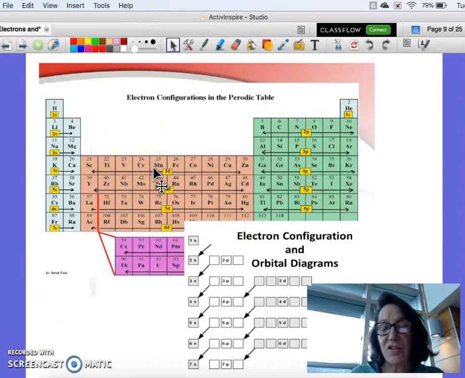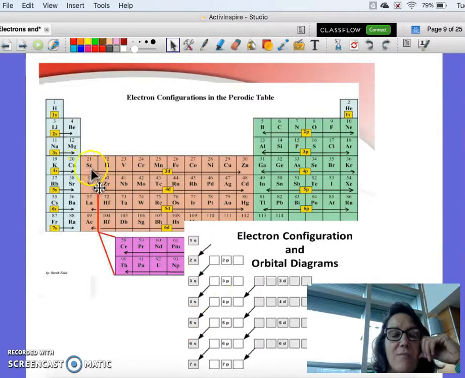That's why I gave you this nice colored periodic table that it's labeled on. It has 5 orbitals, 2 electrons each, 1, 2, 3, 4, 5, 6, 7, 8, 9, 10 electrons. After the 3D, then I come back to the 4p, and then I go to the 5s.